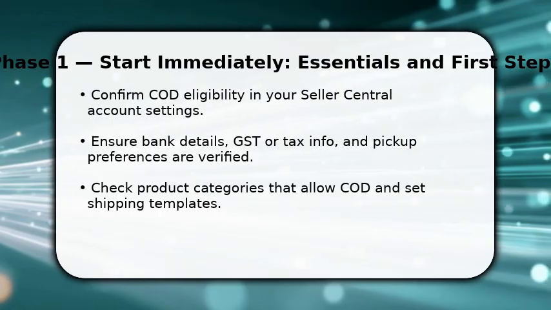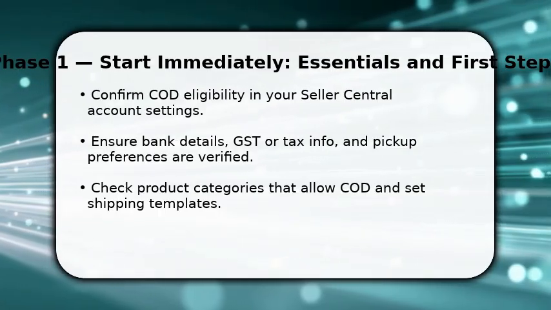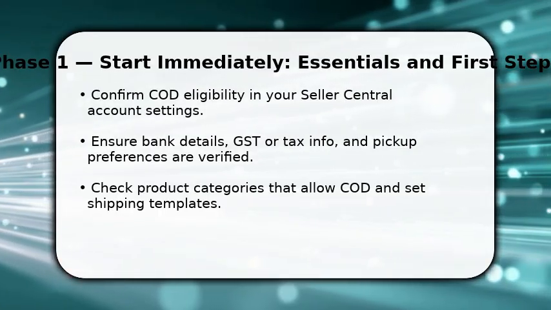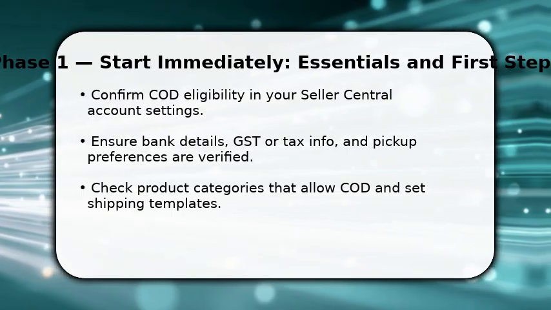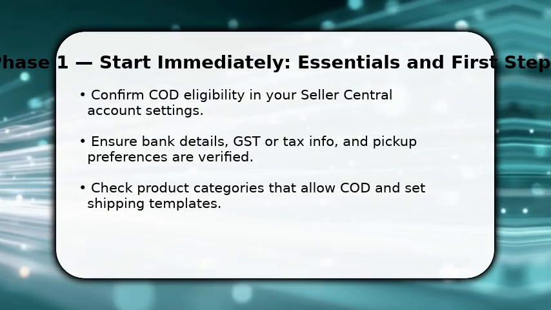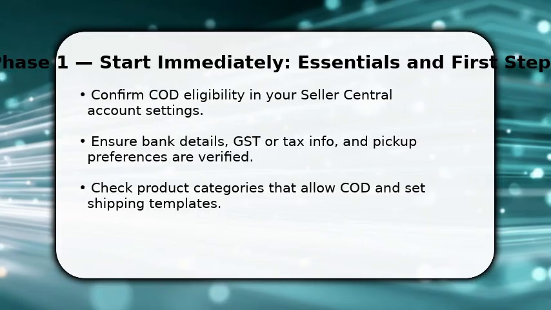You start by enabling cash on delivery in Seller Central. Go straight to payments and shipping options. Once done, verify your business and bank details because Amazon restricts COD to verified sellers.